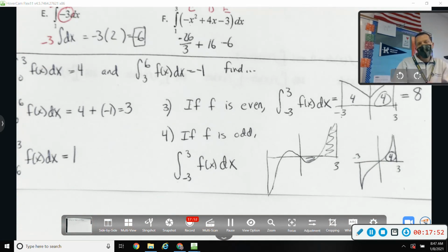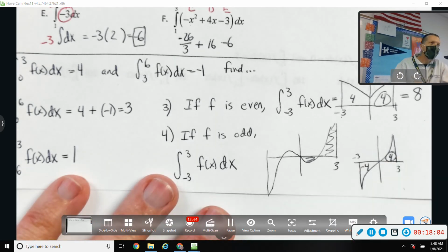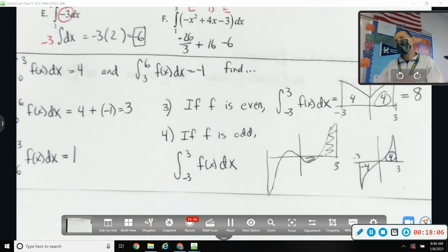All right, so this is a little bit of a new concept here. If this area is 4, this area is 4, but because it's below the axis, it's negative. Okay? So area below the axis is negative. It's also negative if you go backwards. So you've got to be careful. There's a couple things that can make it negative. You can go backwards and get negative, or you can be below the axis and be negative.